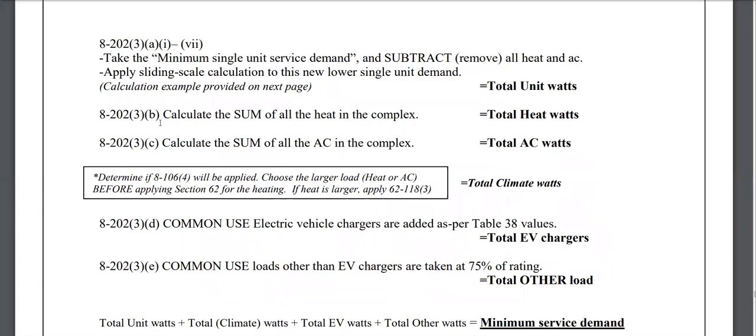8202 subrule 3B, well, what are we going to do with all that heat? We're going to add it all together and determine what the total is. We might have to apply section 62.